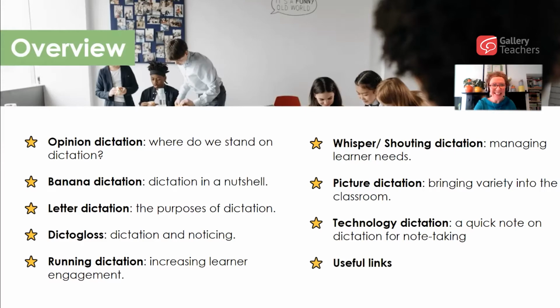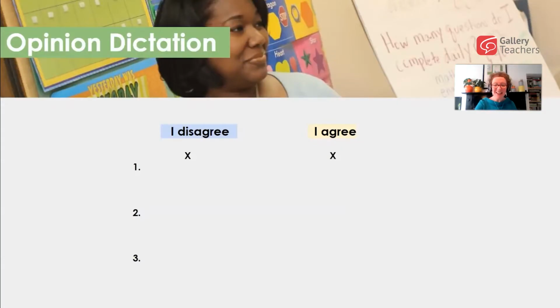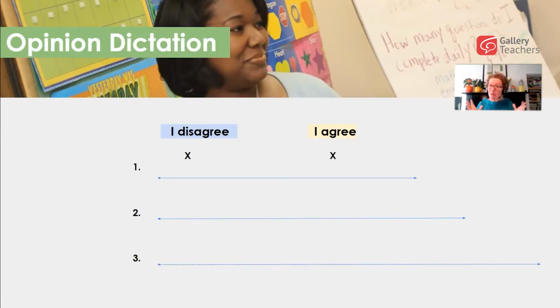So let's get started. The first dictation we're going to do today is the opinion dictation. Right. So I'd like you, if possible, to have a piece of paper and a pen at the ready. And if you could draw 3 lines, like you can see on the screen. The reason for this is I'm going to give you 3 statements about dictation. You do not need to write any words for now. You just need to place a cross on the line.